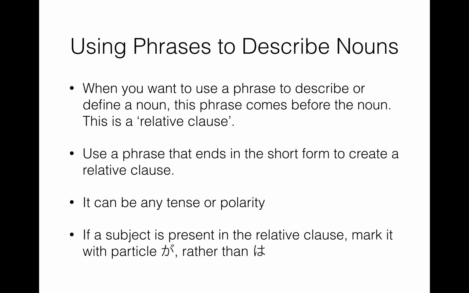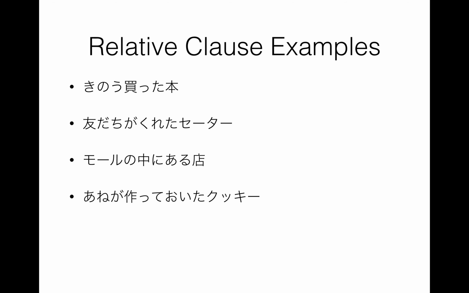Another thing to be aware of is that if a subject is present in the relative clause, generally it is marked with the particle ga instead of the particle wa. As usual, I will illustrate with some examples because that's easier to understand.